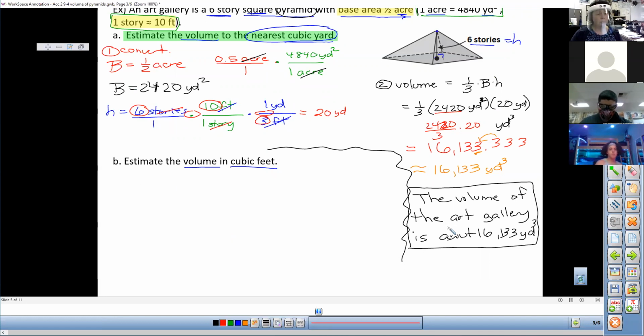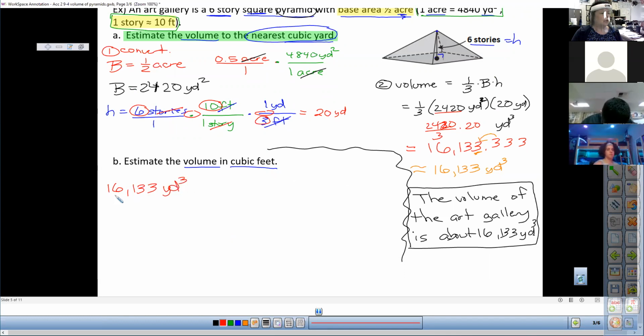So I'm going to start with my answer from part A, which is my cubic yards. So I have this 16,133 cubic yards, which has a denominator of 1. And I'm going to convert it to cubic feet. Now, some people think, okay, well, how many feet? Again, I'm doing a conversion between feet and yards. So feet and yards, well, I know that there are 3 feet in a yard. So this time I put my 3 feet here and my 1 yard here. And they think, oh, okay, I'm done.